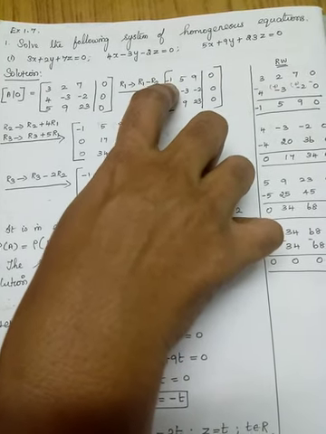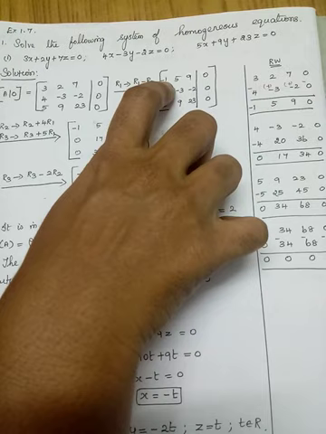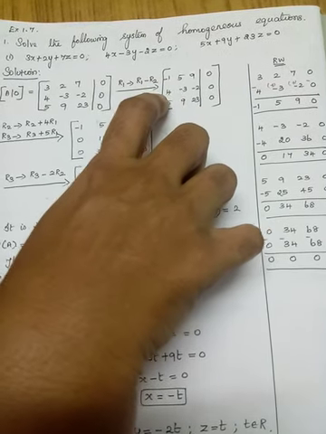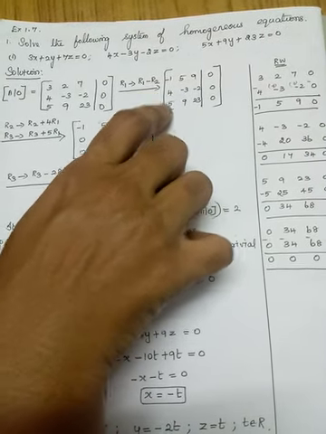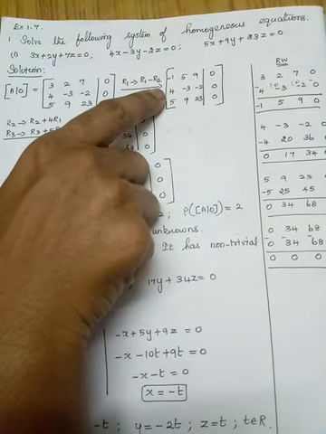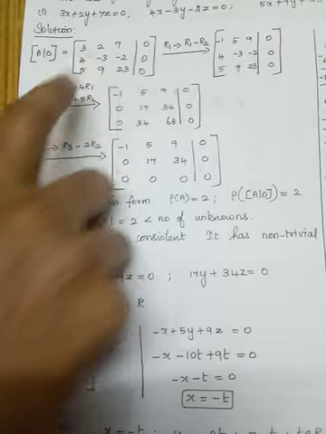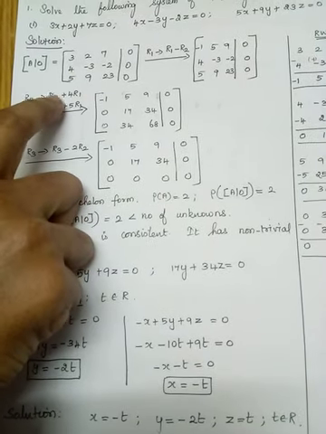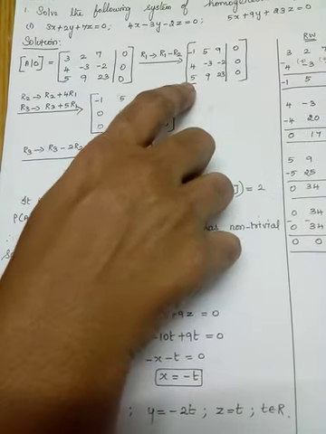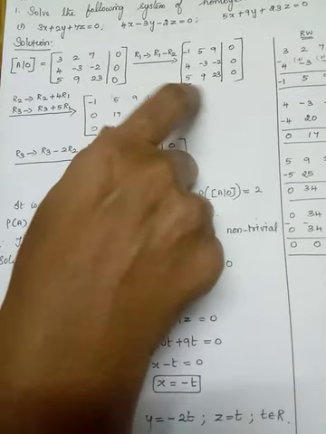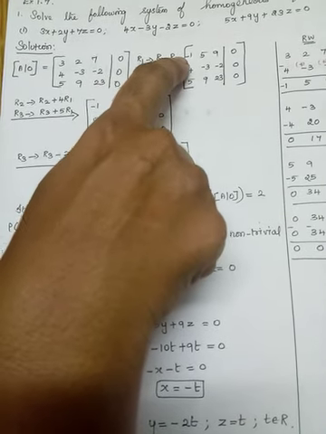So if I have here minus 1, it is easy for us to do the calculation. So now I'm going to make these two elements as 0. So I have to do the transformation: R2 implies R2 plus 4R1. In the same way, R3 implies R3 plus 5R1.